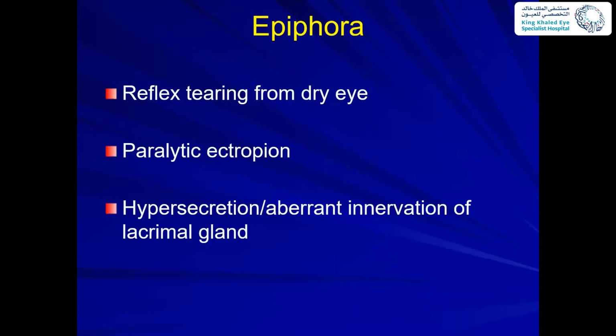Patients with facial palsy may present with epiphora. It can be from reflex tearing because of the dry eye, along with paralytic ectropion and inability to close the eye, which will lead to a pump failure of the tears from the eye to the lacrimal system. Hypersecretion from aberrant innervation of the lacrimal gland is another cause for epiphora, and this happens months after the insult of facial palsy.